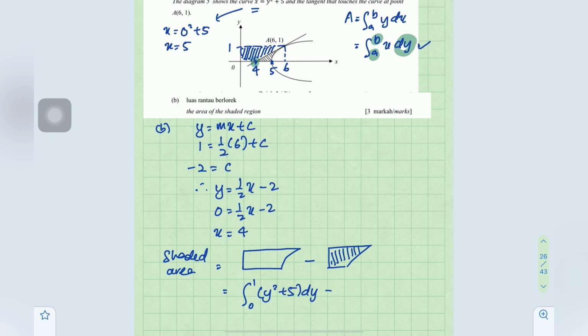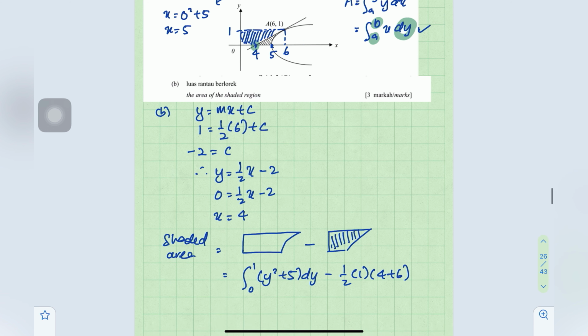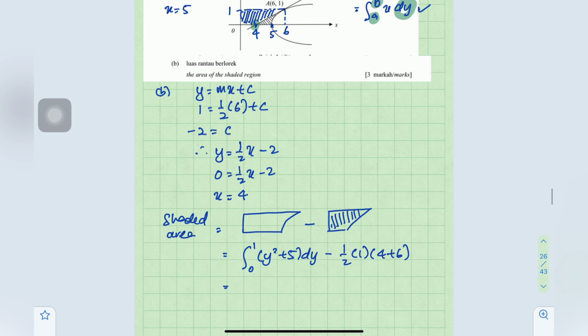dy. Okay, minus trapezium. Okay, 1/2, base dia is 1. Lepas tu addition of two parallel lines, which is 4 plus 6. Okay, so this one kita integrate, we will get y cube over 3 plus 5y, limit 0 to 1. Okay, minus yang ni kita tolakkan dapat 10 bahagi 2 dapat 5 lah.